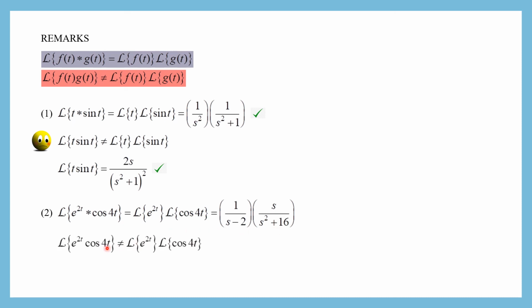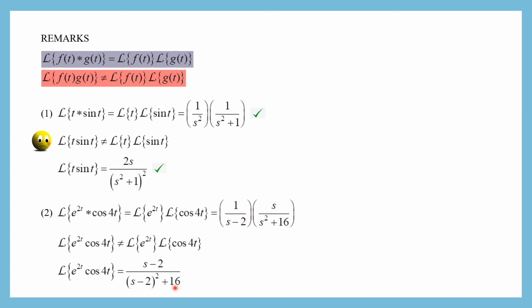Now e to the power of 2t multiplied by cos 4t is not convolution. That means the Laplace transform of the product of these two is not equal to the Laplace transform of e to the power of 2t multiplied by the Laplace transform of cos 4t. Okay, so how do you find the Laplace transform of this function? We get it by referring to formula number 12 in the table of Laplace transform. So the answer is s minus 2 divided by s minus 2 squared plus 16.